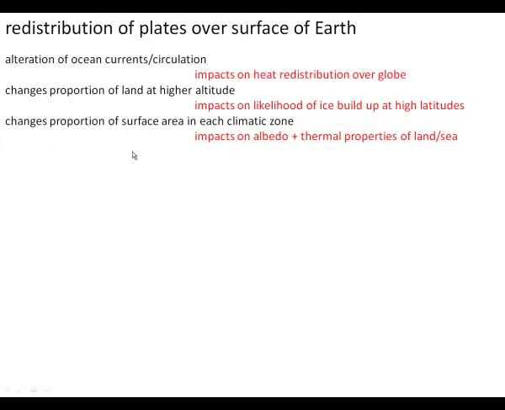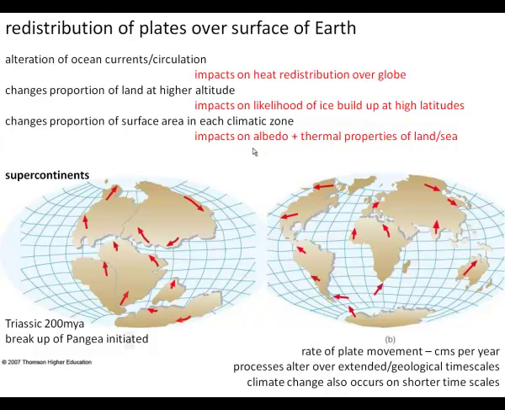If you change the proportion of the surface area in each climatic zone, you also potentially change the vegetation cover, the nature of the soil cover, for example. You'll impact on the albedo, and you'll also then, of course, impact on the thermal properties of the land and the sea as a result. So all of these variables operate both independently but also in an interconnected sense.